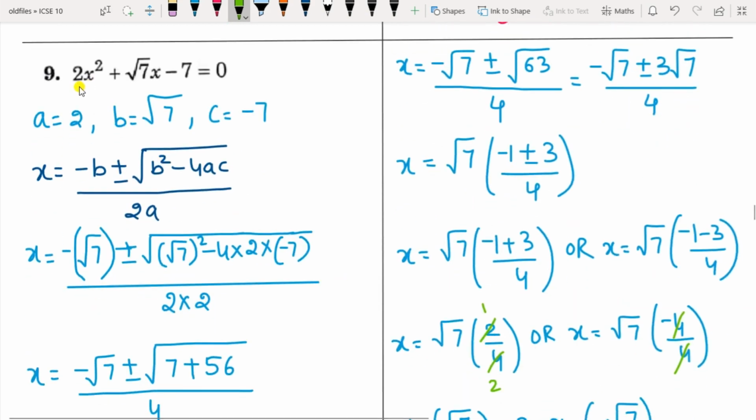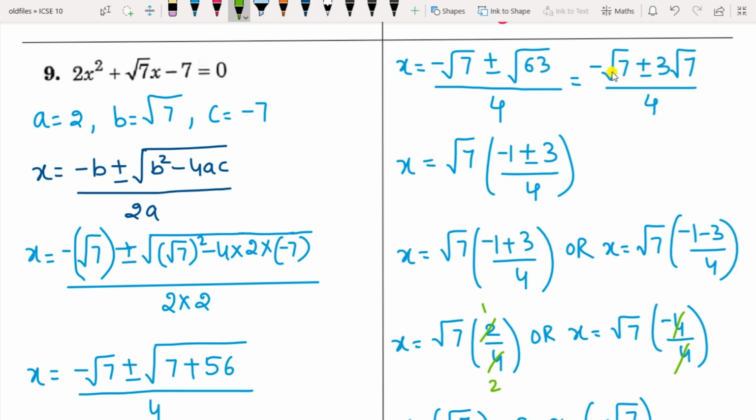In this case, A is 2, B is root 7, C is minus 7. Substitute the values. Root 7 squared is 7, and on multiplication this will be plus 56. 8 7s is 56, 7 plus 56 is 63. Now 63 means 9 7s are 63. Okay, 9 is a perfect square, so its root is 3 here.